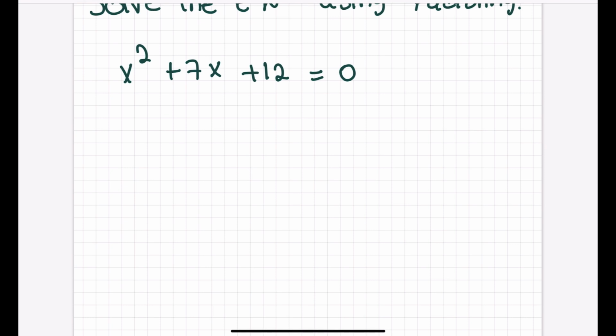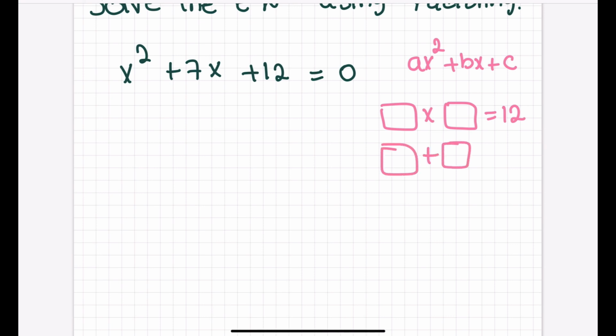So the first thing I'm always gonna write down, if you are a beginner, is the actual form so you can remember. We need two numbers that when you multiply them together give me 12, and when you add them together give you 7. Since we know the numbers are 3 and 4, when you add them together it gives you 7, and when you multiply them together it gives you 12. So instead of 7x in here, I'm gonna write down 3x and 4x.